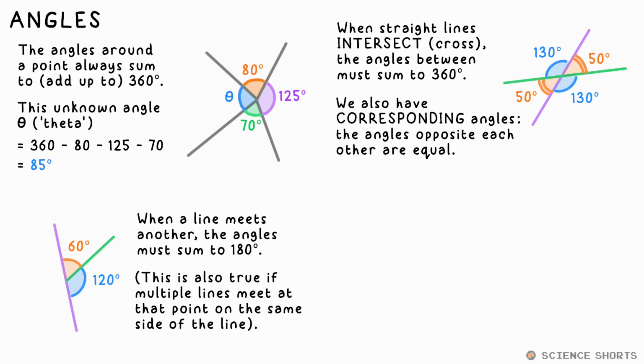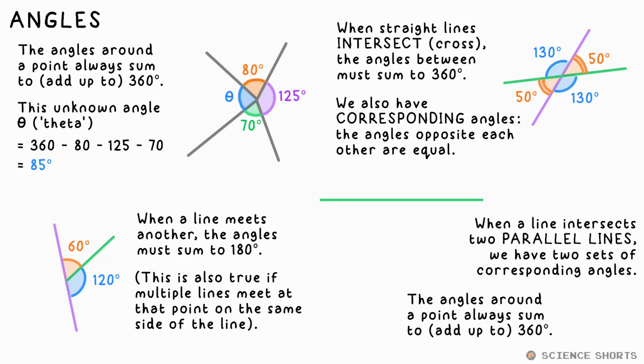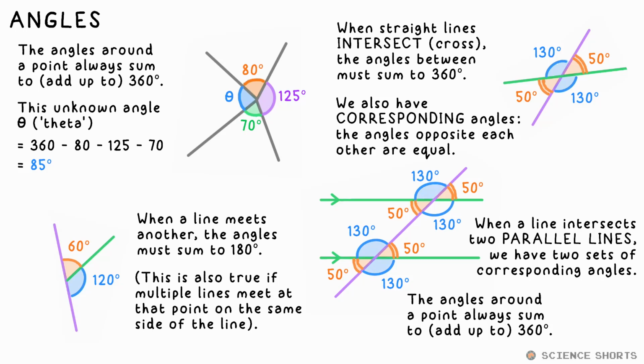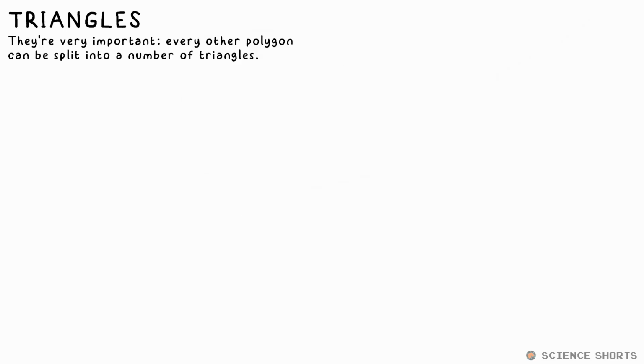We now have corresponding angles. The angles opposite each other around the point are equal. If a line intersects two parallel lines, all of these angles are actually just two lots of corresponding angles, as you can see here. Triangles are very important. In fact, any video game that isn't 2D is a result of millions of tiny triangles being calculated every second to produce the image you see on the screen.